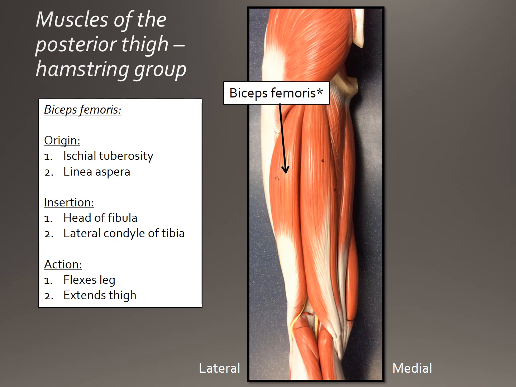And as the name suggests, biceps, there are 2 origins. The first is the ischial tuberosity, and the second is the linea aspera. For a quiz, you just need to provide one, so choose one that you like and stick with it.